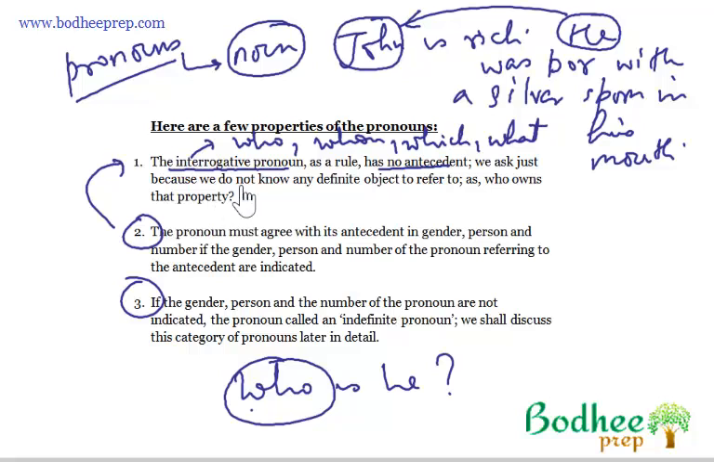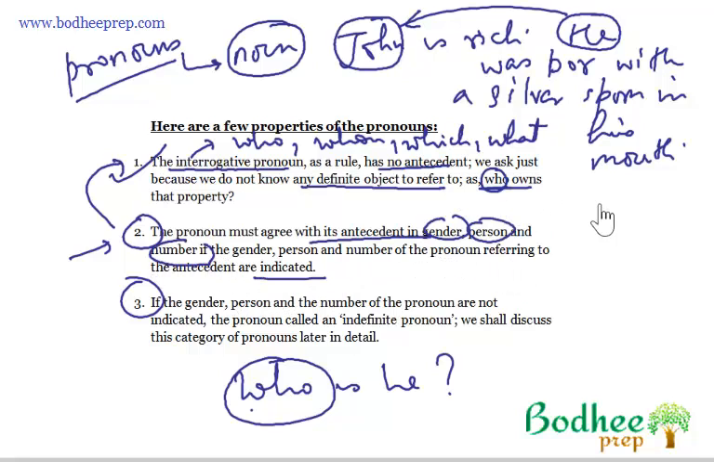We ask just because we do not know any definite object to refer to, as in who owns that property. So since we don't know who that person is, we have used the pronoun who, right? So this is about interrogative pronouns. And the most important rule here is the pronoun must agree with its antecedent in gender, person, and number, if the gender, person, and the number of the pronoun referring to the antecedent are indicated.